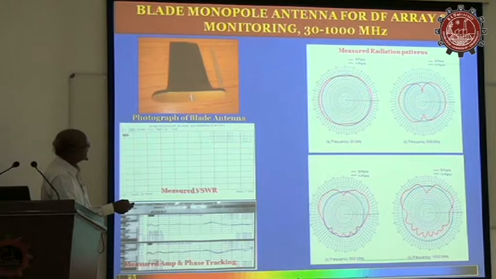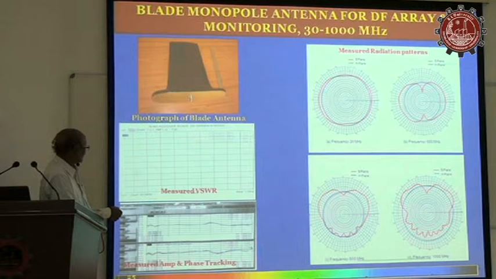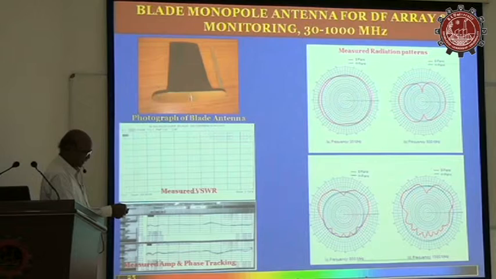This is one blade antenna we have developed for an airborne platform for the AWNC program. Again here the requirement is good gain and phase matching. You can see the measured amplitude and phase; we have plotted both, and both are within plus or minus 10 degrees in the full frequency band we are meeting.